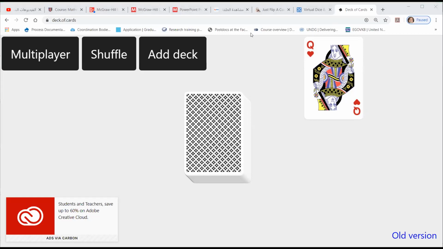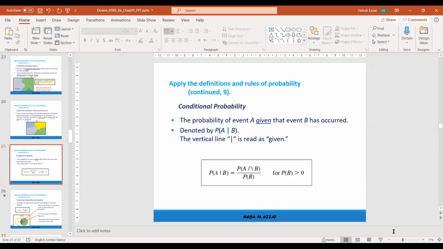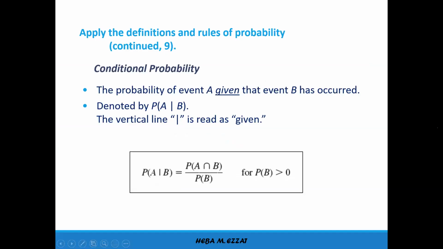Yes, anyone has any question? 1 divided by 51. No, it's not that simple. Okay, you will see this. Okay, it's not that straightforward. Okay, so here to calculate it's called a conditional probability and has rules.